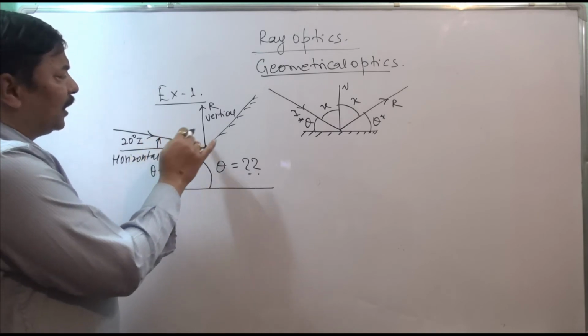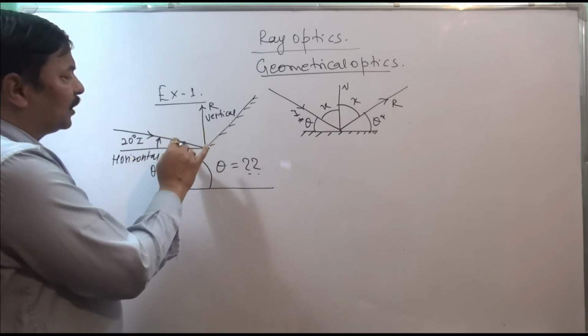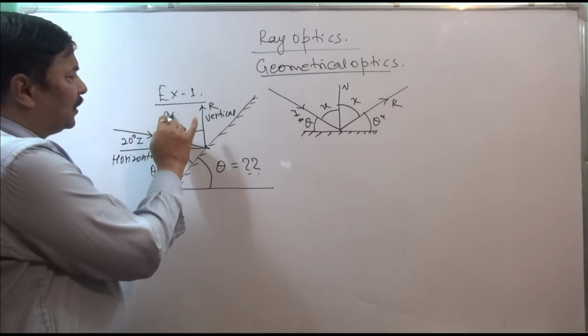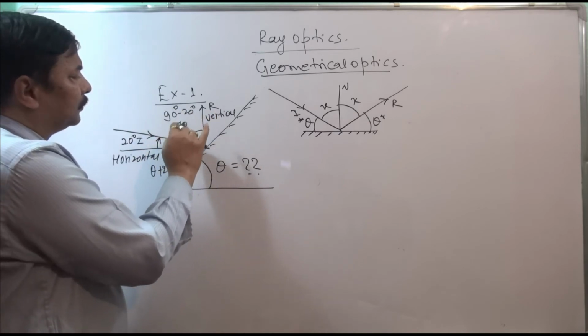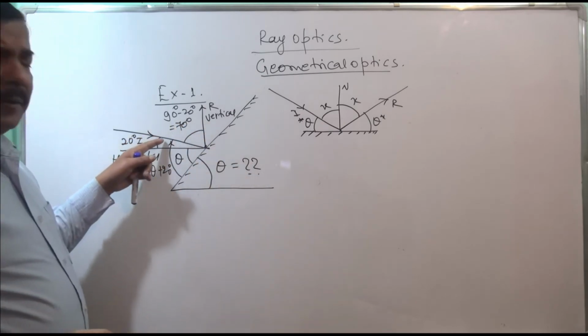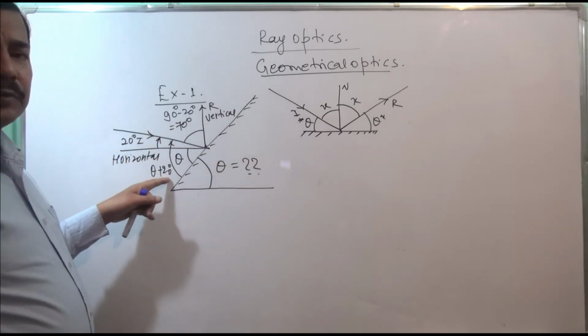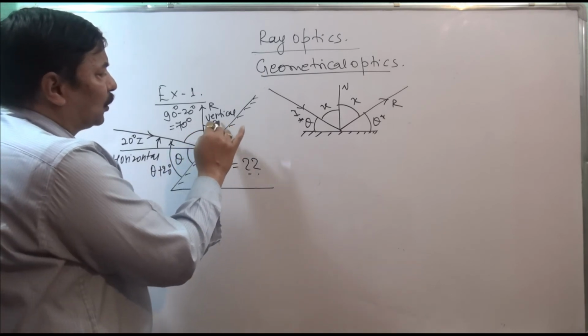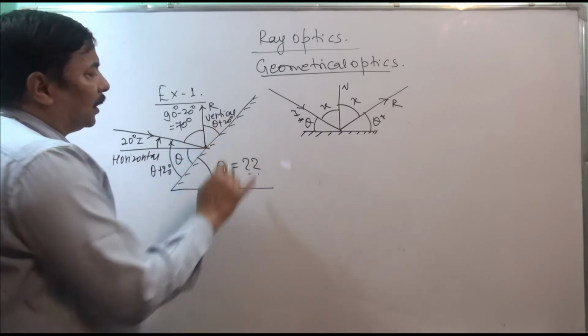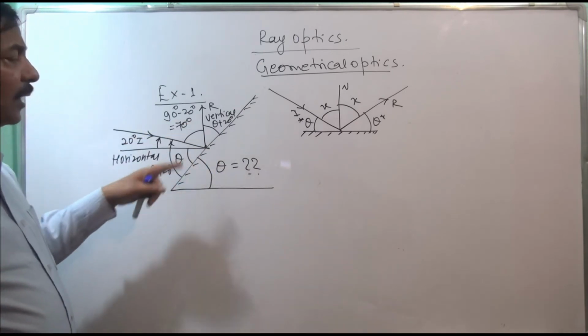This angle is 20 and this is horizontal, this is vertical, so this angle is 90 minus 20, that is 70 degree. Incident ray making with the reflecting surface theta plus 20. So reflected ray making with the reflecting surface is also theta plus 20. Now apply the straight angle rule and you will get the value of theta.